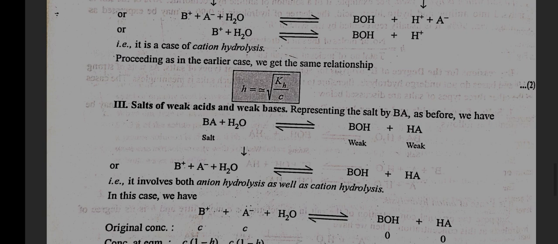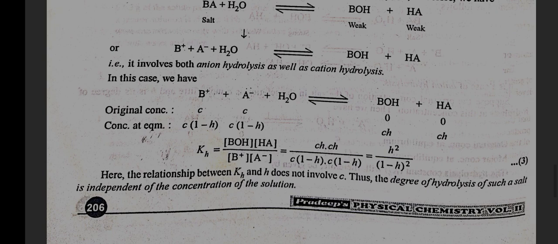That is, h is inversely proportional to the square root of concentration. Salt of weak acid and weak base. Third, representing the salt by BA as before, we have BA plus H2O giving BOH plus HA. It involves both anion hydrolysis as well as cation hydrolysis. In this case, we have B+ plus A- plus H2O tends to BOH plus HA.